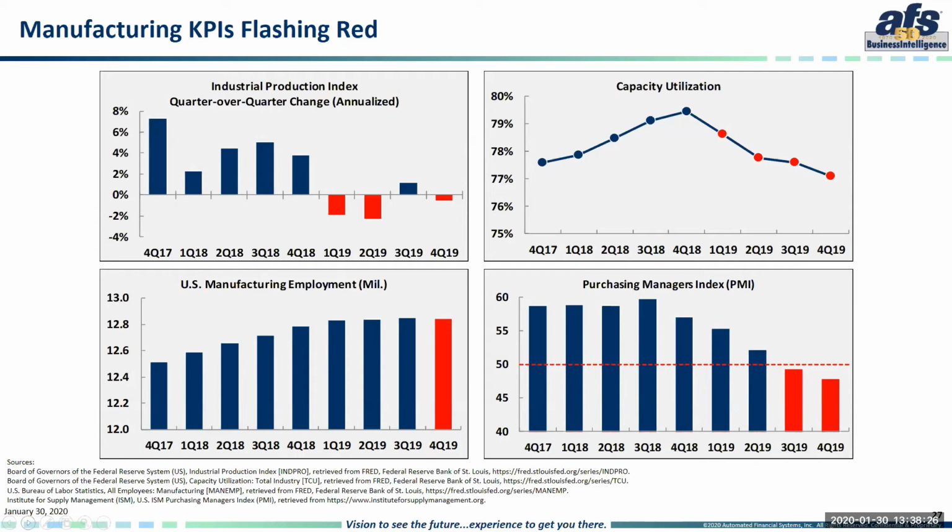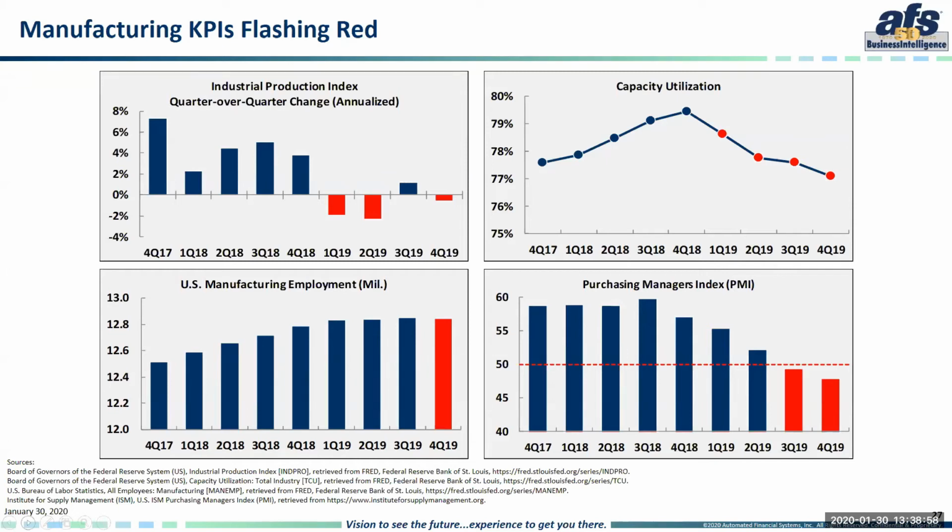So let's start in the top left corner here. On that chart, we plot the industrial production index, and you can think of that kind of as a GDP measure for the manufacturing sector. Notice that in 1Q19 and again in 2Q19, the quarter-over-quarter change in the index was negative, which technically met the definition of a recession. It did bounce back a little bit in 3Q, but as of 4Q, it again was back in the red.